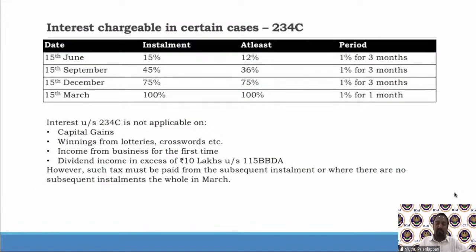The last one is 234C. This is for delay in payment of advance tax. Generally, you have to pay 15%, 45%, 75%, 100%. The provision says you should have at least paid 12% in the first quarter and 36% by the second. Because it is only based on estimation, the government says it's okay if you are not estimating properly. So the government says for estimation of income, 12% and 36%, you actually do it. Calculate 1% for 3 months.